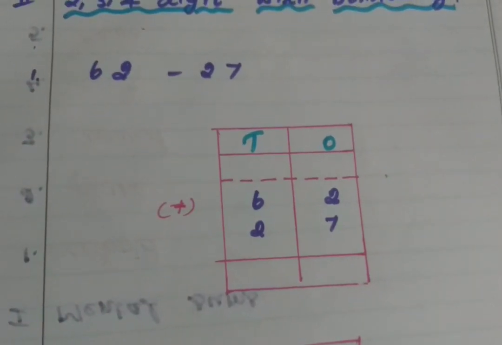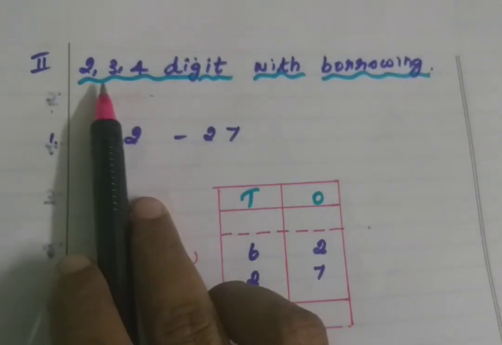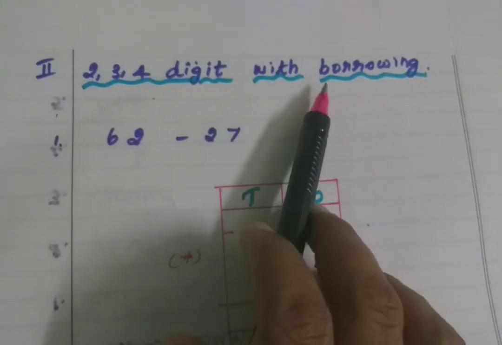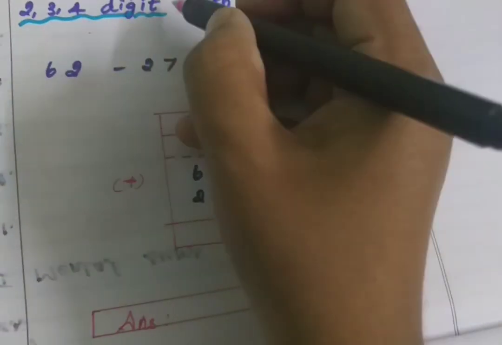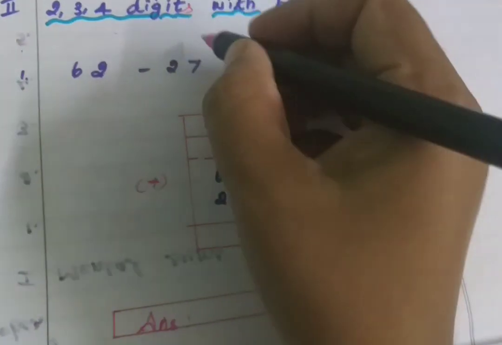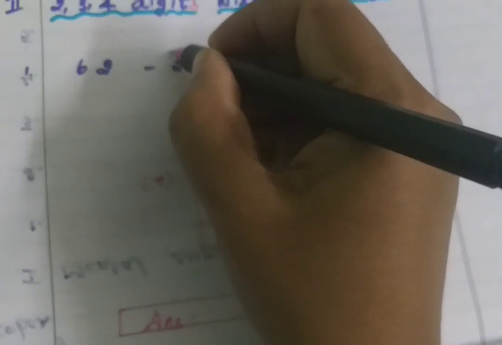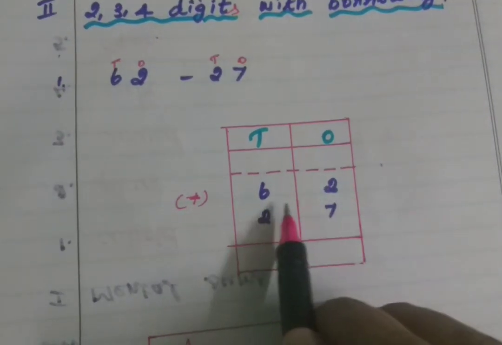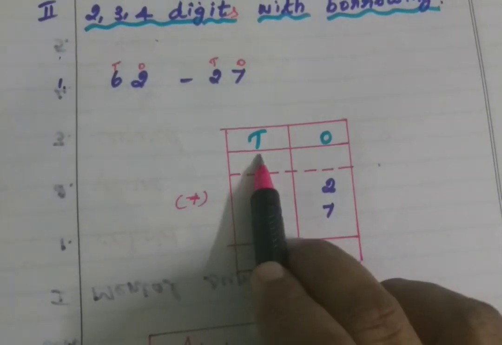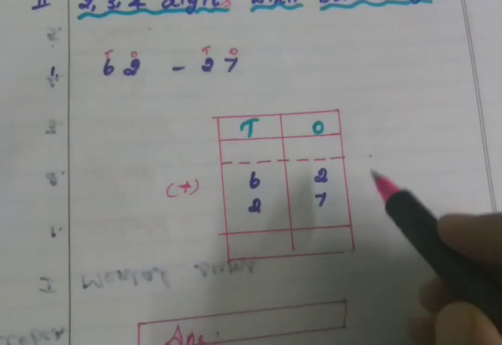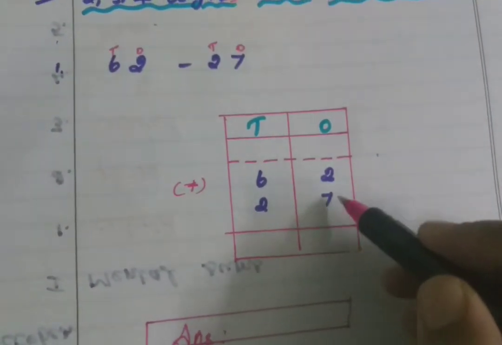Students, all of you take out your maths classwork note and turn to the next page, second Roman letter, 2, 3, 4 digits with borrowing. Okay. You should write the digits. And when the number is given, immediately you should write the place: ones, tens, and write the number 62 in the correct place. Okay, 6 in the tens place, 2 in the ones place, 2 in the tens place, 7 in the ones place. And you should find out where is the greatest number.